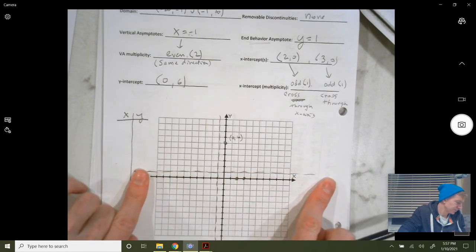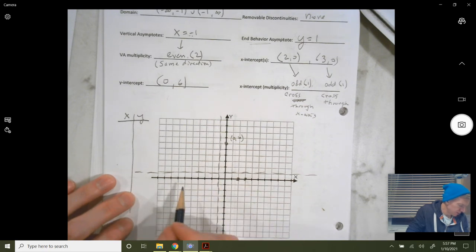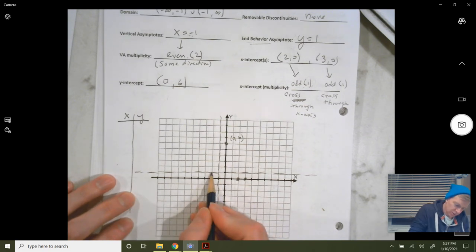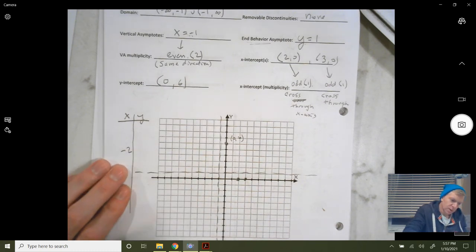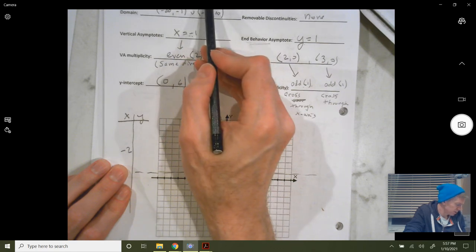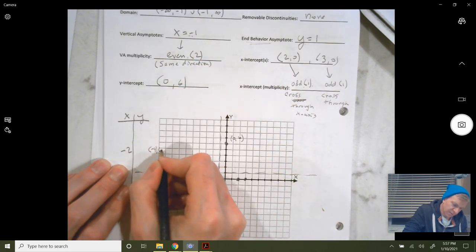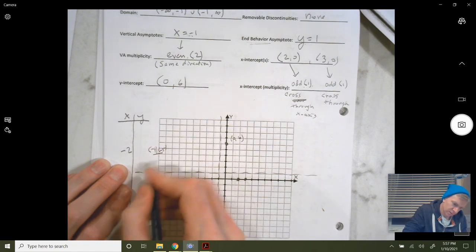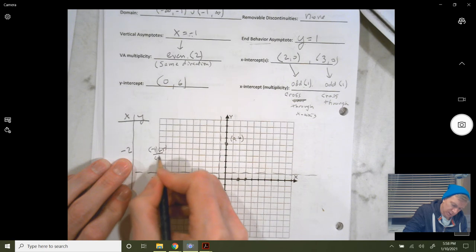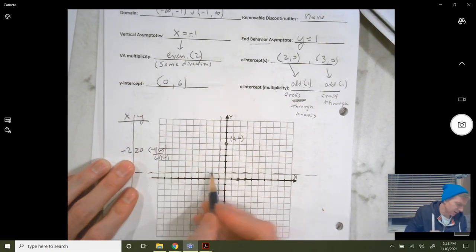Okay, so let's take some points. If we go to -2, I'm going to put this down here because I kind of know what's going to happen. We get -4 times -5 over -1 times -1. So we end up with 20 over 1. So (-2, 20), that doesn't help us a whole lot.